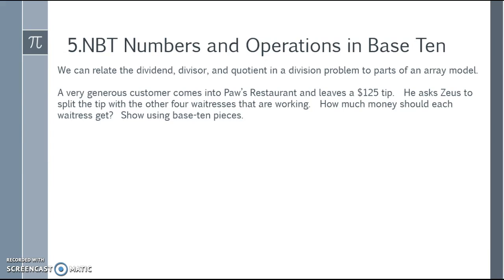Now be careful, a common mistake is they see the word 4 and they automatically divide 125 by 4. This is for Zeus and 4 friends, so there would be 5 of them, right? So if you were to use base 10 pieces, you would see that each person would get $25 part of their tip.